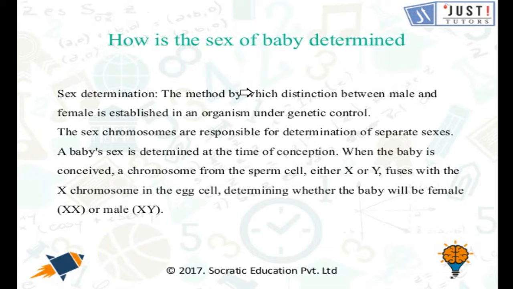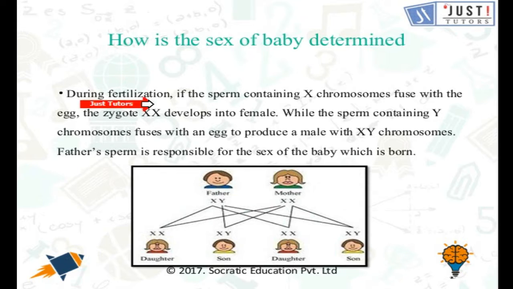Sex determination, the method by which distinction between male and female is established in an organism under genetic control, is the sex determination method. It is a biological system that determines the development of sexual characteristics in an organism. During fertilization, if the sperm containing an X chromosome fuses with the egg, the zygote XX develops into a female, whereas if the sperm containing a Y chromosome fuses with an egg, it produces a male with XY chromosomes. The sperm is responsible for the sex of the baby which is born.